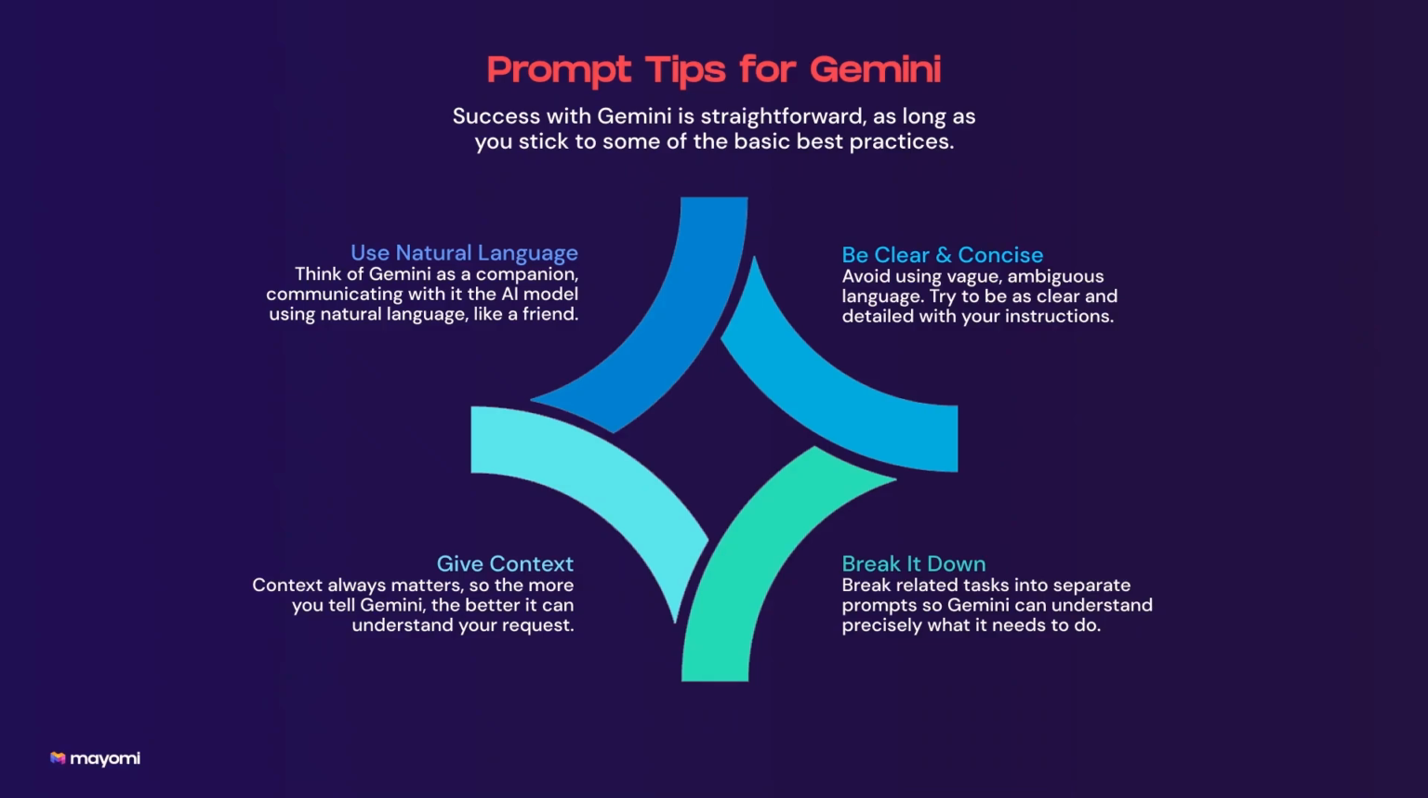Then the second is to be clear and concise. Avoid using vague, ambiguous instructions. Try to be as clear, detailed, and specific with your prompts. And then give context as well. Context always matters, no matter what type of LLM you're using. So the better your AI model can understand the context of your request, the better it can give you a more refined output. And finally, break down your prompts if need be. If your prompt is going to be way too long, break it into separate prompts so Gemini can understand precisely what it needs to do.